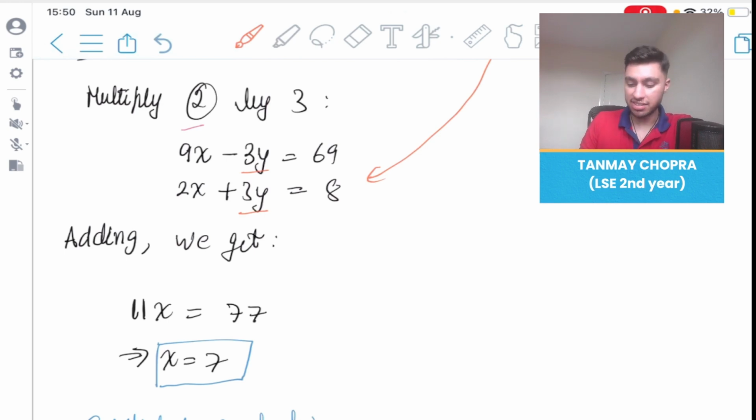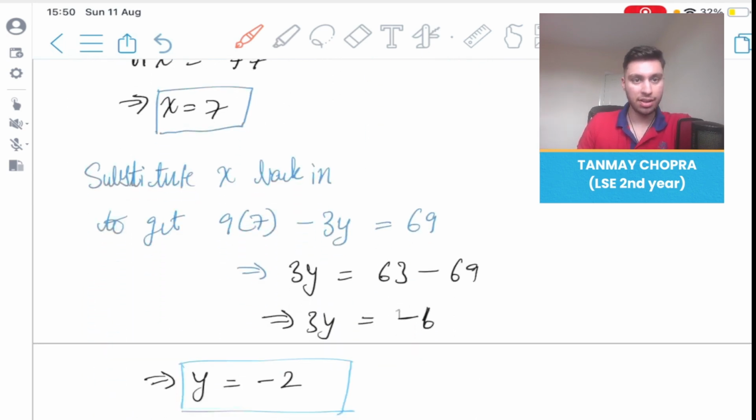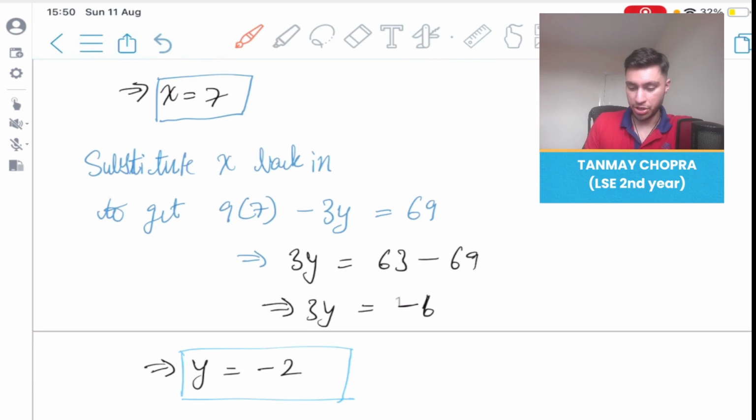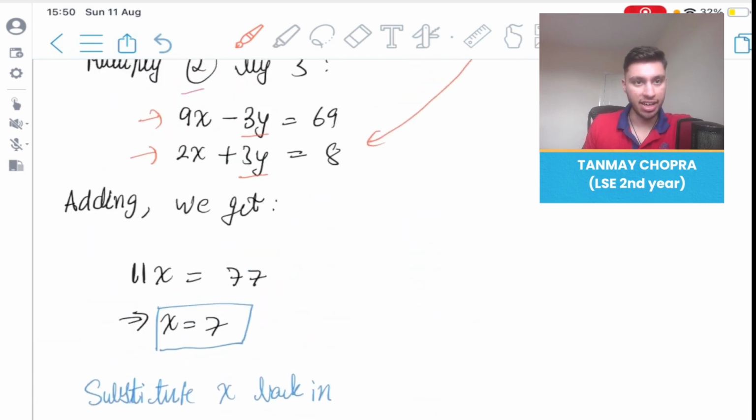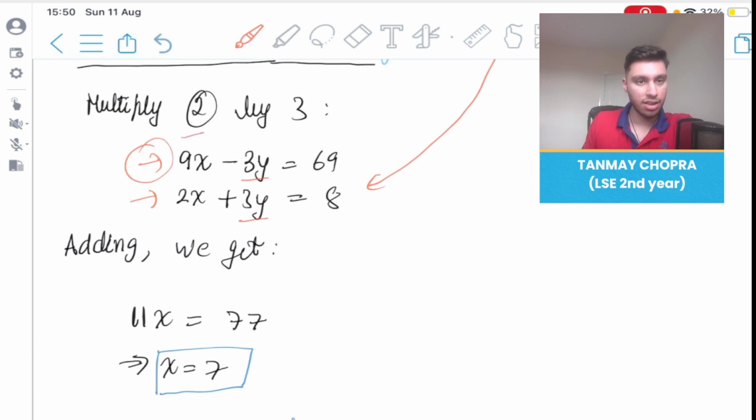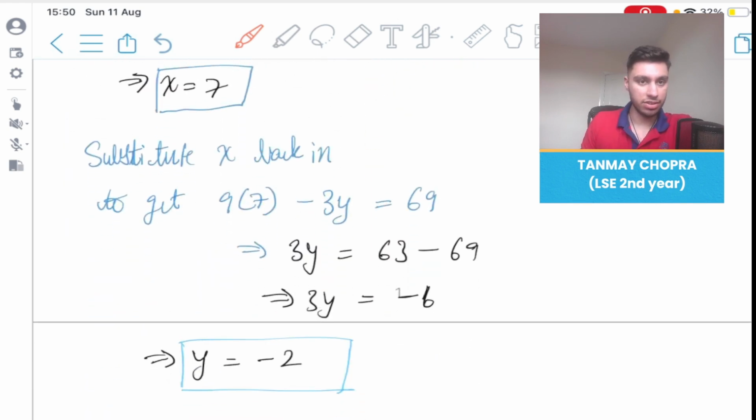Now that I have x, I can plug x back into any of those equations to get my y. When I substitute back in, 9 times 7 minus 3y, I think that came from this equation. I put that back in. 9 times 7 is 63. Negative 3y goes to the other side. 63 minus 69. This is basic manipulation. y equals negative 2 and we are done. This is your basic elimination method.